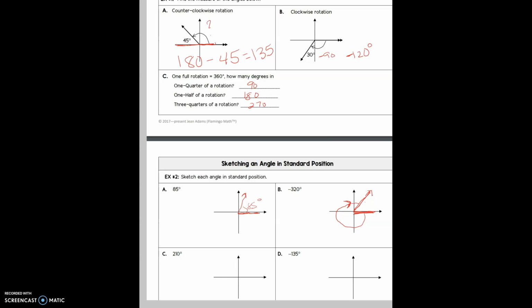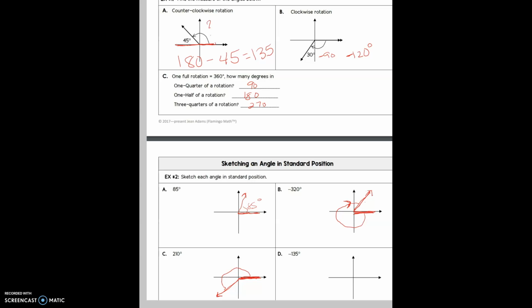Now we're looking at a positive 210. So what quadrant are we in? Again, half is 180. So 90, 180. We don't want to go all the way to 270. So right about there. Again, initial side. The last one is negative 135.